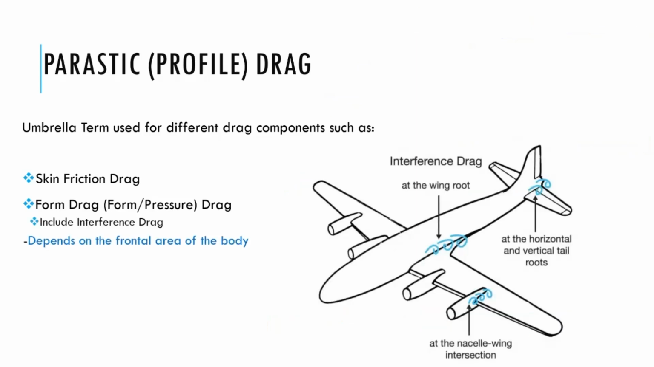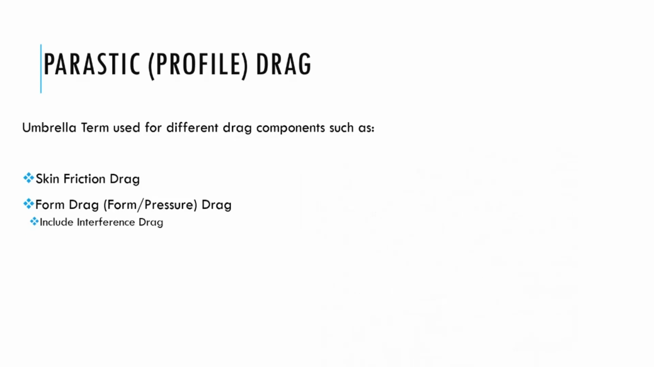And then you have interference drag, which occurs because of the interference between the various components. Now, the blue line here, which says depends on the frontal area of the body, is actually relevant for the form drag. Interference drag depends on the kind of interference you can expect between wing and the fuselage, nacelle and the wing, and then horizontal tail and the vertical tail, etc. All components which are attached near each other.